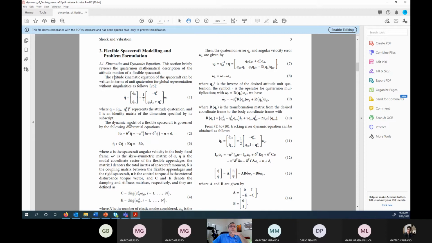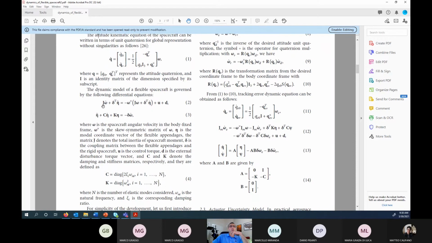But the model of a flexible spacecraft can be expressed as this equation number 2. So the J omega dot is what you've seen before. The omega cross J omega is what you've seen before. It will be on the left-hand side if you want. I think u is the control vector that you can exert with thrusters or whatever it is, and these are disturbances. But then you have these additional terms. They have a theta delta transpose eta double dot and these delta transpose eta dot. And this eta satisfies this other differential equation.